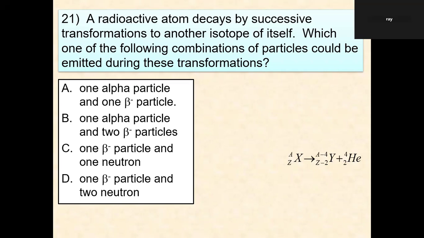Can remember? Actually forgot the definition. It has the same Z, same number of protons, but different number of neutrons. Same Z, different A, or different N. N is the number of neutrons.